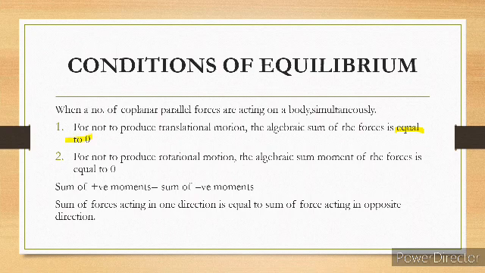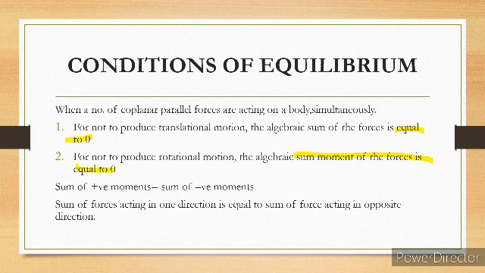The second condition is that, for not to produce rotational motion, the algebraic sum of the moments of forces is equal to 0. Moment of forces, as you have known, is torque. So the algebraic sum of moments of forces, that is the torque, if you add them, should also be equal to 0. That satisfies the equilibrium condition. These two are the main conditions of equilibrium.